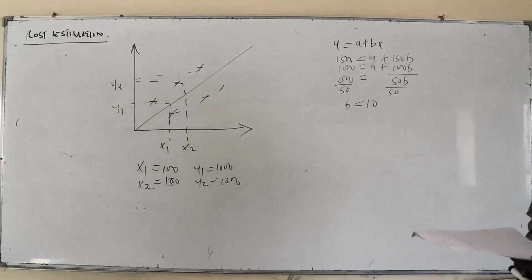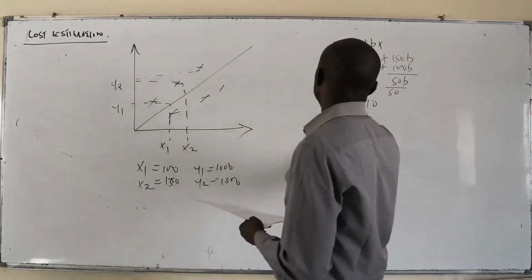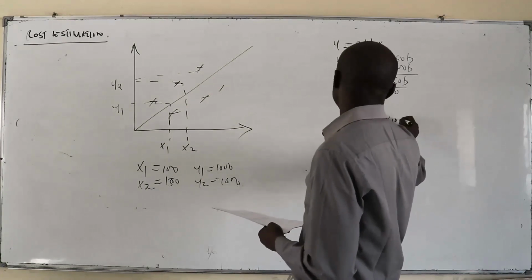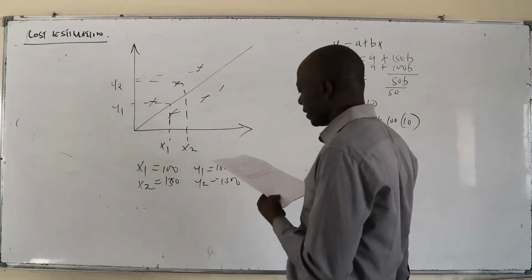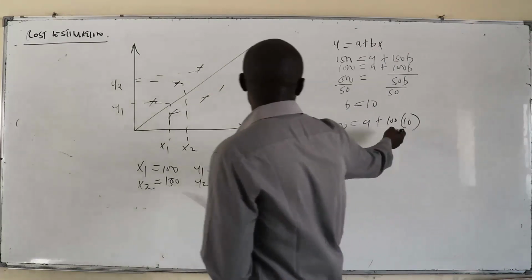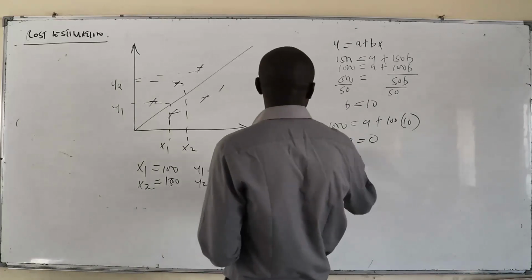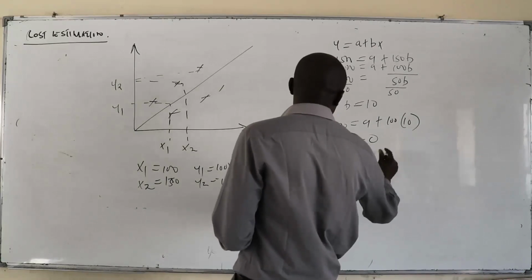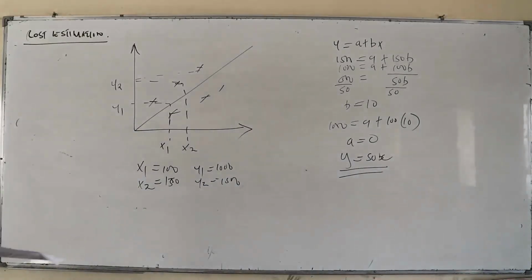Are we together? So you pick either one of these. So you say 1,000 is equals to a plus 1,000, isn't it? So a will be equals to 0. So y is equals to 50x. So I have never seen a calculation question on this.